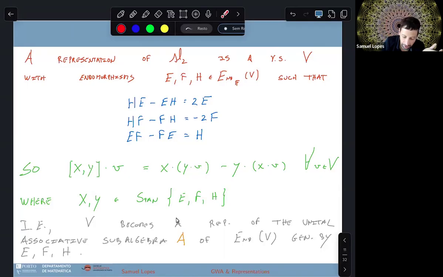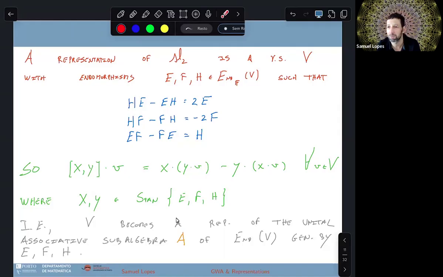And those relations are that the commutator of H and E is going to be equal to 2 times E. And the commutator of H and F is going to be equal to -2F. And the commutator of E and F should be H. So a representation of sl₂ is just given by three endomorphisms of a certain vector space, of any vector space, that satisfy these relations. Okay, and this might look a little bit odd and in fact difficult. Off the top of my head, can I think of three endomorphisms that have this property?